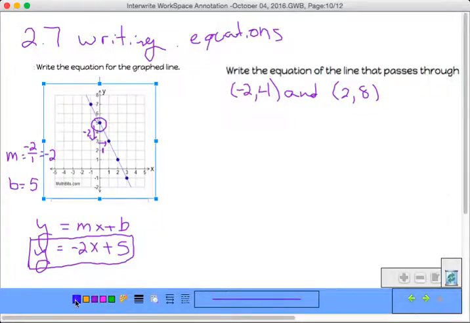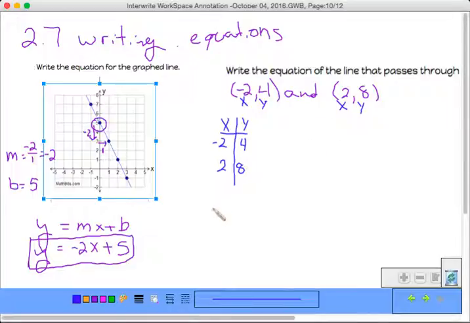Second one takes a little bit more work. We want to write the equation of a line that passes through these 2 points. And so to do that, we're going to set up a table. You can write your table down or across, it doesn't matter. But make sure your x goes in your x column and your y goes in your y column. So I'm going to label my points. So this is -2, 4, and 2, 8.